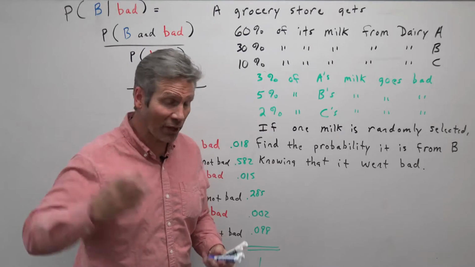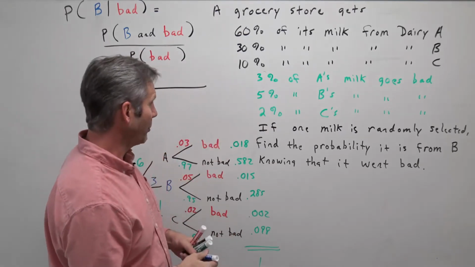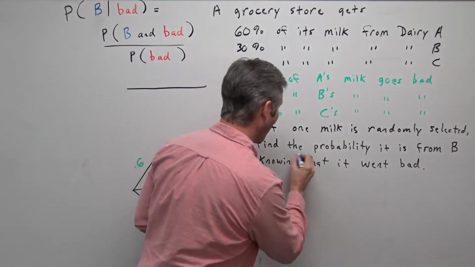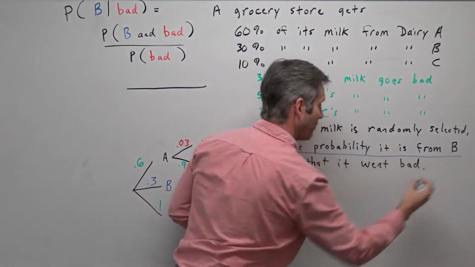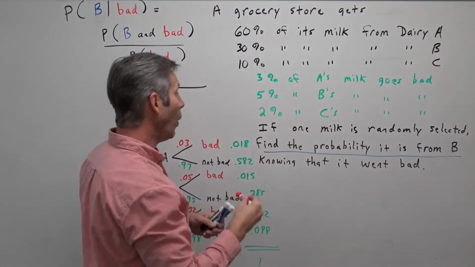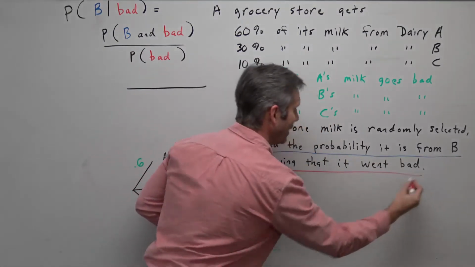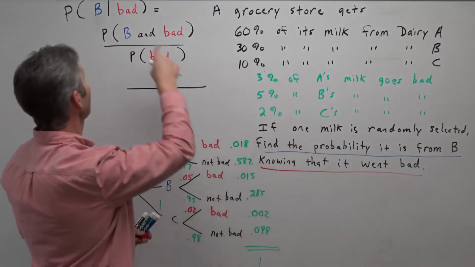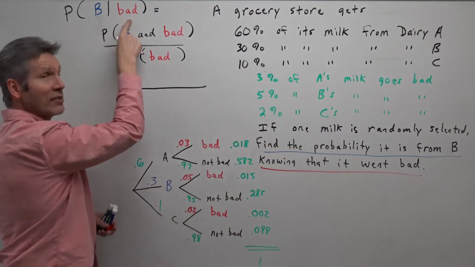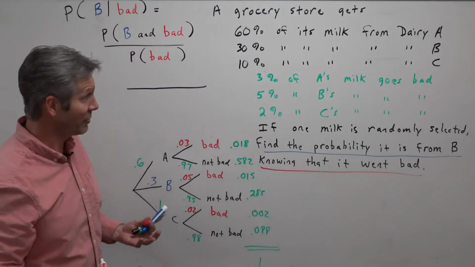So let's just process this before we start looking at any numbers. We're trying to find the probability that it is from B, but then knowing that it went bad. So the blue is the thing we're trying to find the probability of. The red is the condition that we know must be true.